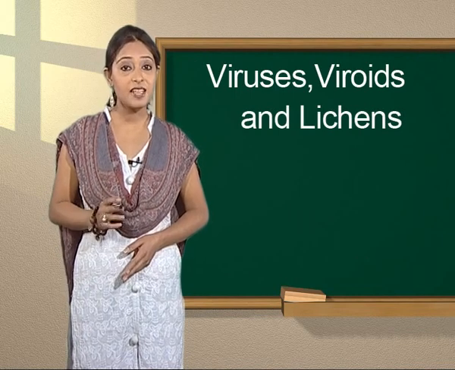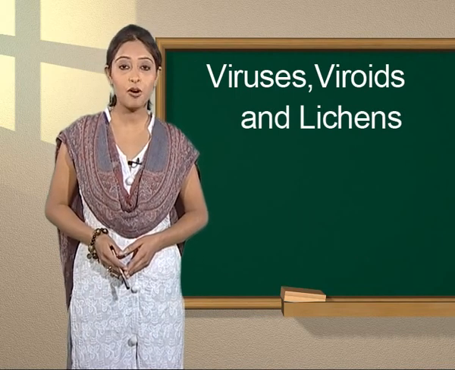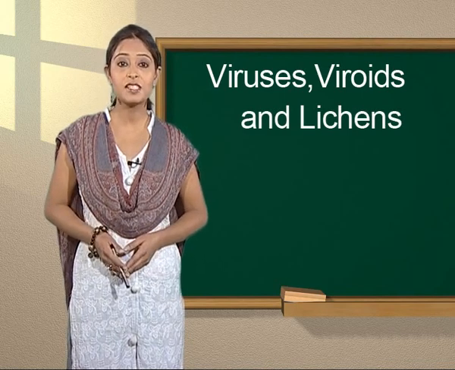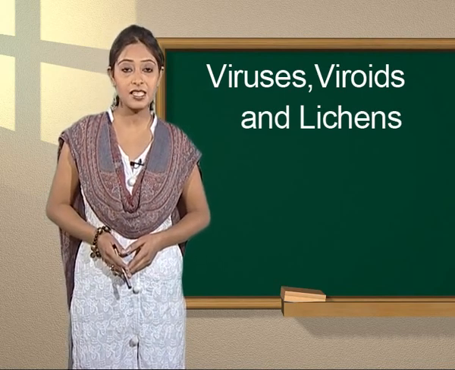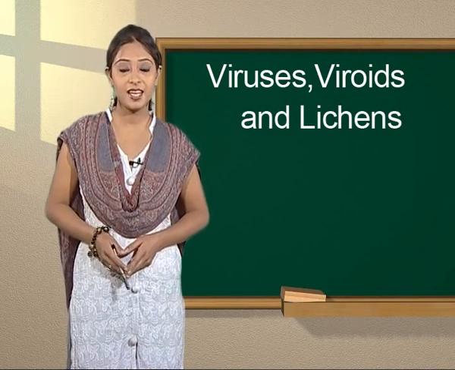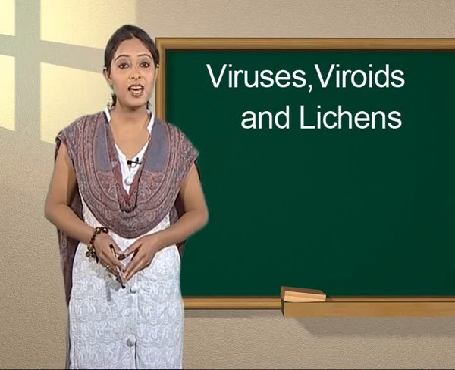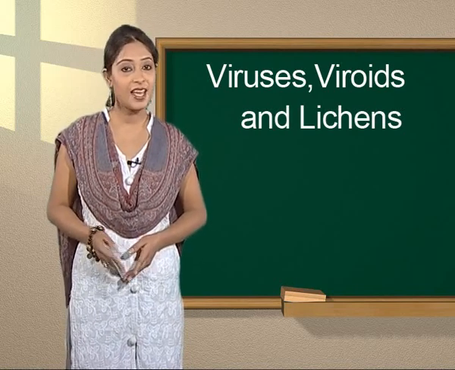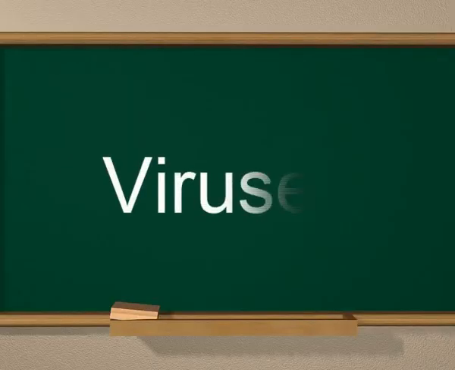Students, but in this five-kingdom system of classification of Whittaker, there is no mention of some acellular organisms like viruses and viroids and lichens. In today's topic, we are going to study these unclassified organisms. Let us start with viruses.